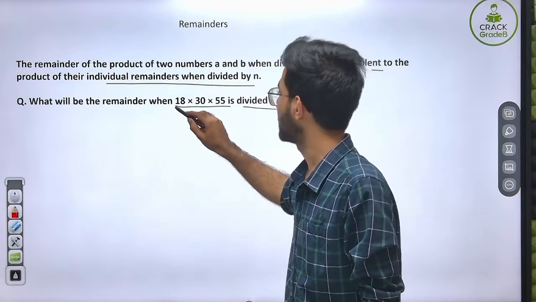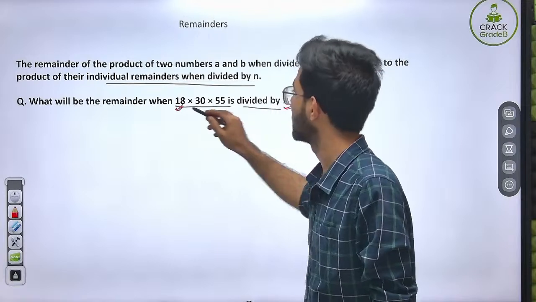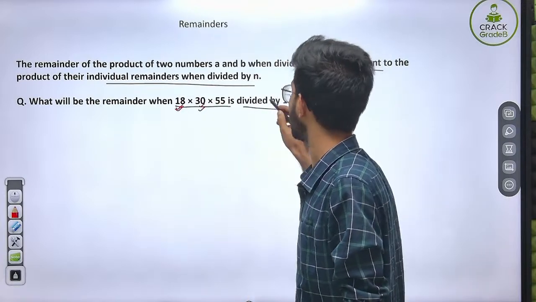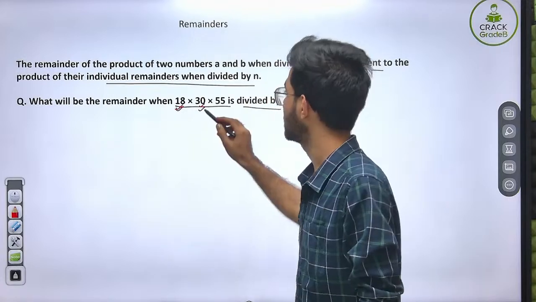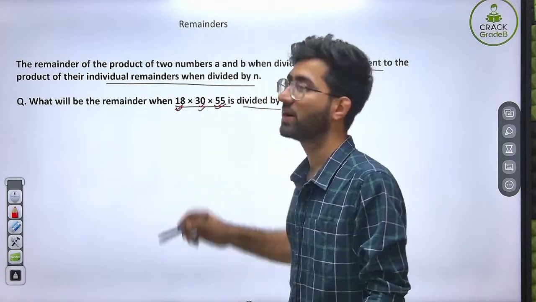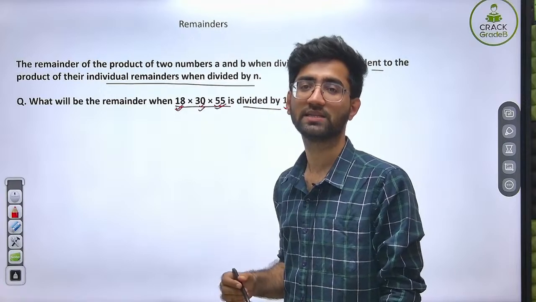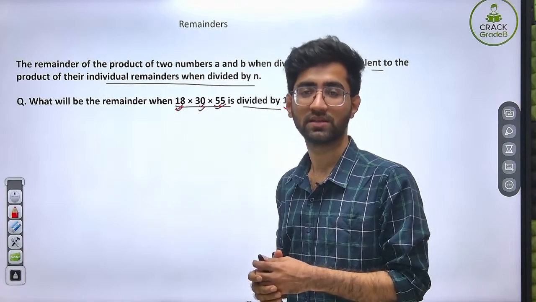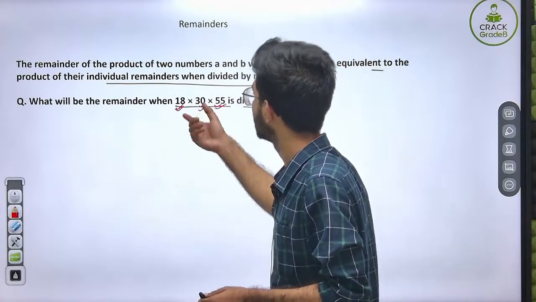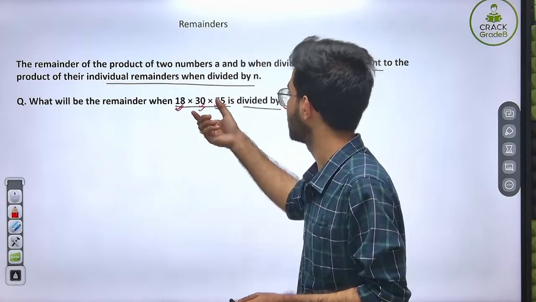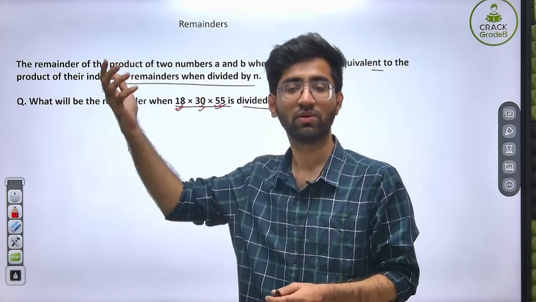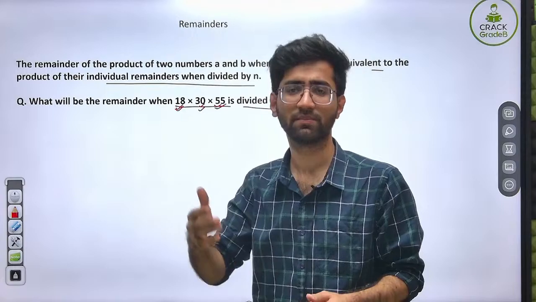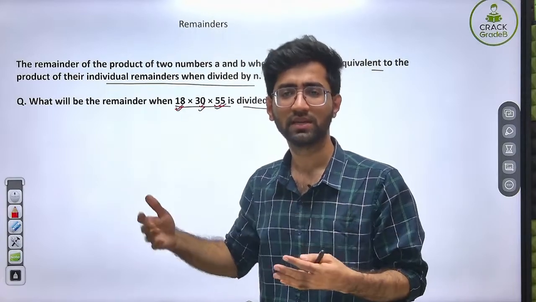You simply divide 18 by 13 and write the remainder. You divide 30 by 13 and write the remainder. You divide 55 by 13 and write the remainder. Then you multiply all of those numbers, and if that number is less than 13, you answer that this is the remainder. We will solve a number of questions, then you will be able to relate to this concept more.